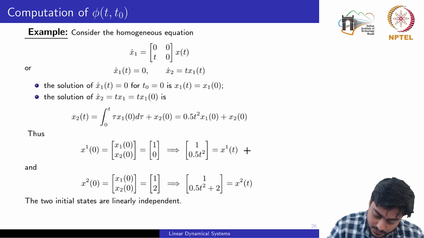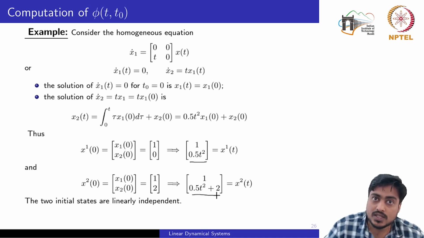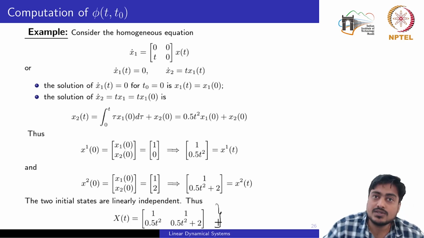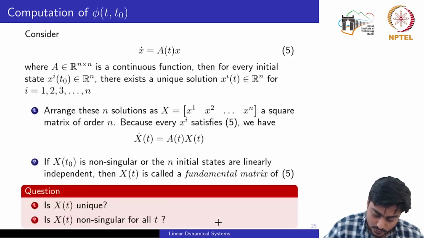So if I compute the solution for these two different initial conditions, we get one solution this and another solution is this one. Now if I club both these solutions into one, that gives me this X of t. This is the fundamental matrix. So this is how you can compute the fundamental matrix. Now to answer these two questions, we can take the first one about uniqueness. We know that there could be infinitely many initial conditions, and for every initial condition there would be a unique solution. So X of t is basically not unique.